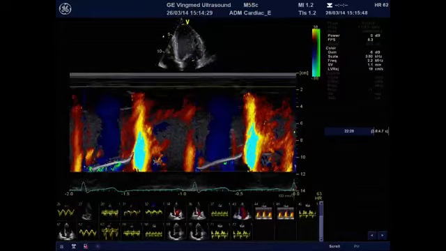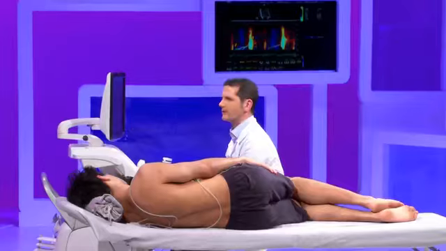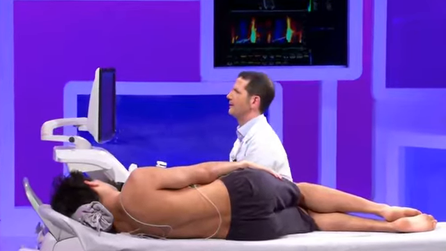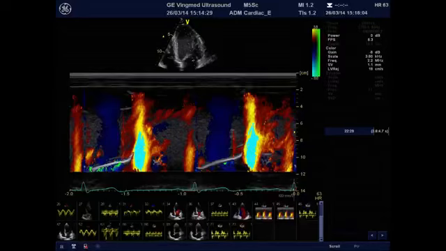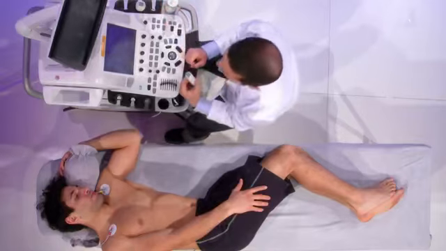Limitations relate to the fact that sometimes in small ventricles the flow propagation can be normal despite the fact that relaxation is abnormal. And of course there is a wider variability, so the reproducibility is not as good as for tissue Doppler or for the mitral inflow.